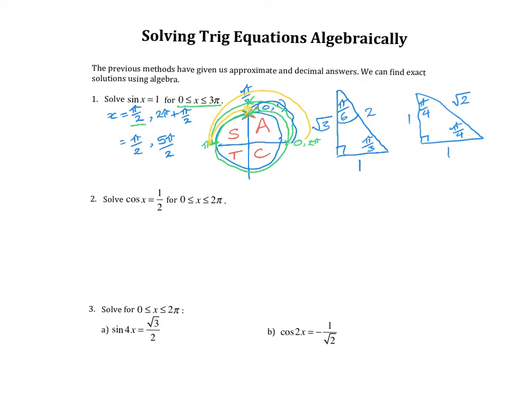Okay, so the next one, it says cos x equals a half for 0 to 2 pi. This one's a little easier because we're just going from 0 to 2 pi, so we're only going around the unit circle once. And now we want to think about, well, cos x is a half. Which of these exact value triangles are going to help us for a half? Well, a half is made of 1 over 2. So there's 1, there's 2. So we must be using this triangle.